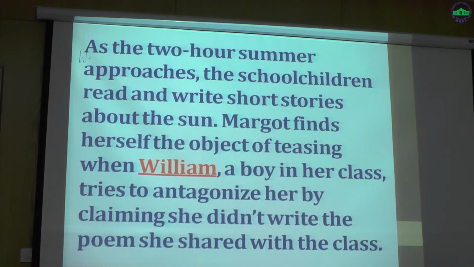As the two-hour summer approaches, the school children read and write short stories about the sun. Only Margot feels happy when she takes a lesson about the sun, when she writes a poem about the sun, when she writes a story about the sun. A boy, William, is the antagonist here in the story, claiming that she hasn't written anything and she has not the ability to remember anything. He is jealous.